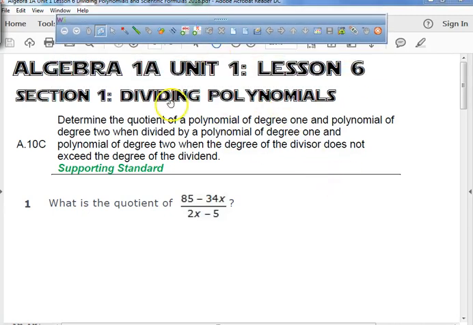What we're going to be working on is how to divide polynomials. Okay, this will be our last lesson. We have two things we're going to be doing.